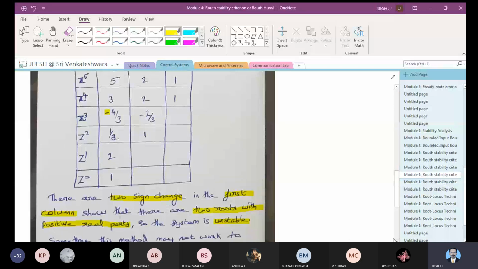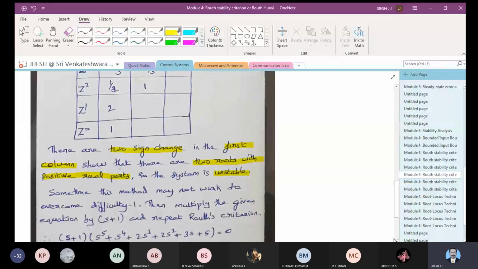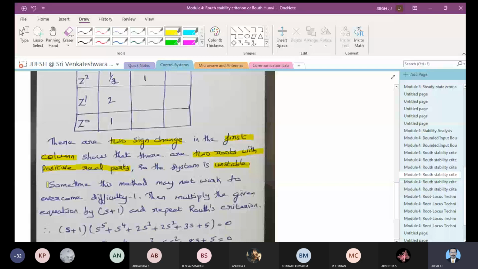So once you understood these things, it is very easy to explain all of this. Sometimes this method may not work to overcome the difficulty. Sometimes this method may not be applicable, so you have to use another method: multiplying the given equation by s plus 1.